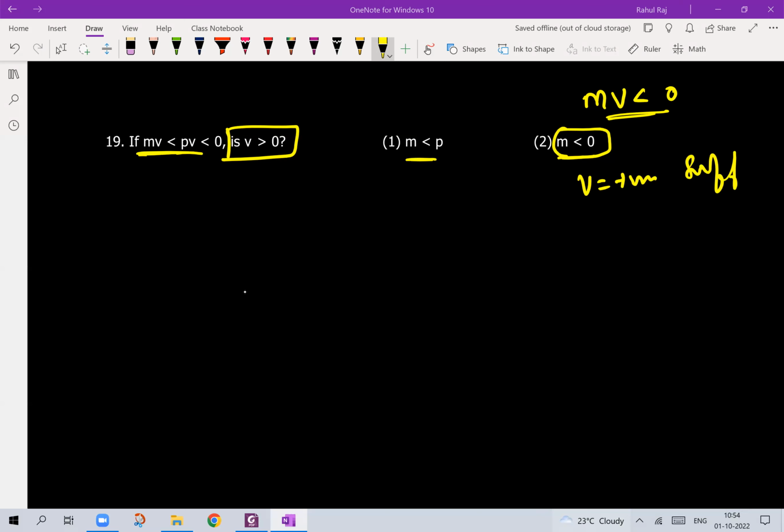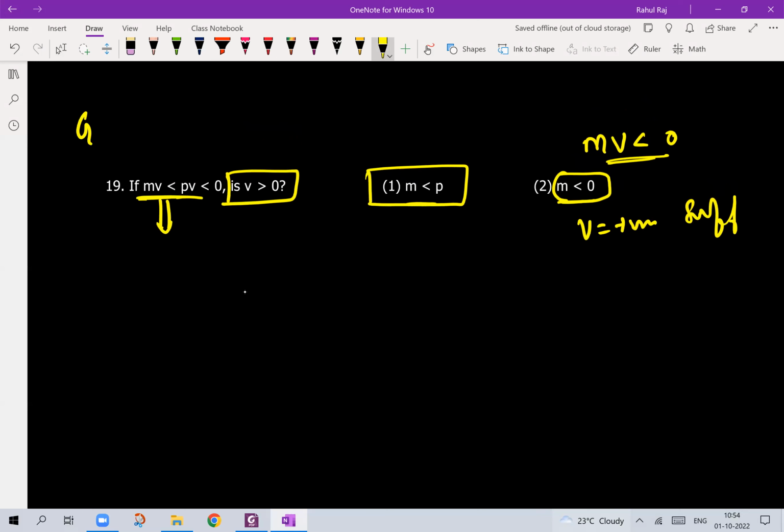Now, obviously, we have to think a lot about how to use this particular information to solve statement number 1. By the way, guys, this was my GMAT question in the exam. Exactly the same variables, but a long way back in 2012. So it says mv is less than pv is less than 0. How do you play with the information over here?